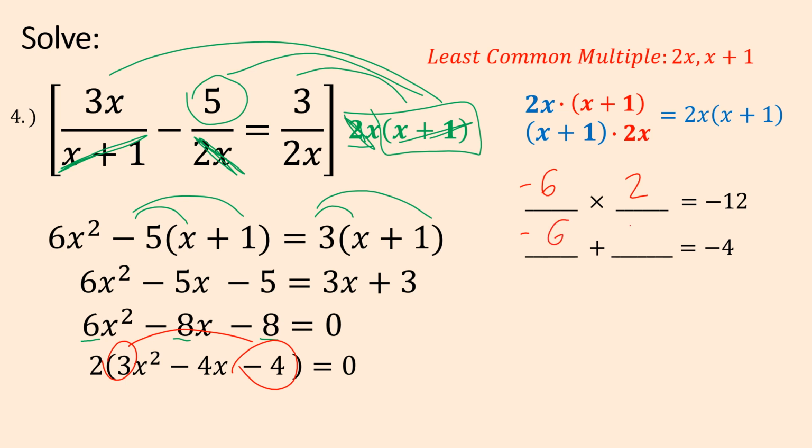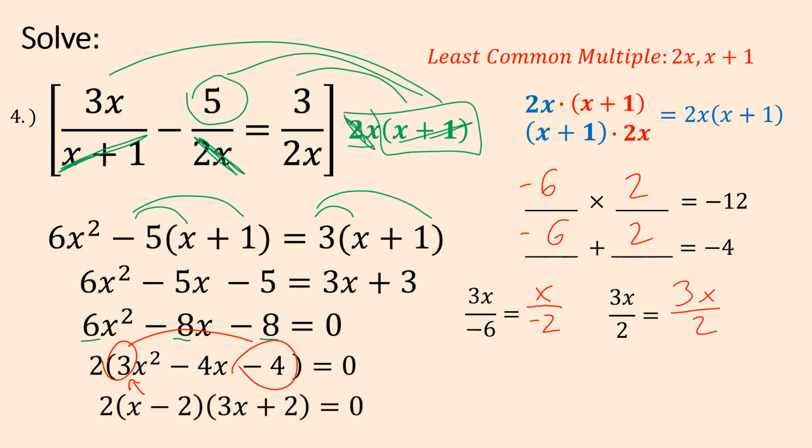And remember that when we have this coefficient out front, this 3 here, we have to do the fractions. So 3x over negative 6, we can simplify this one: x over negative 2. This one we can't simplify, it's just going to stay the same. So our parentheses, x minus 2, 3x plus 2. We have that GCF up front. We're solving it because it's equal to 0. This we can't solve. Just set each of these parentheses equal to 0 to get our answers.